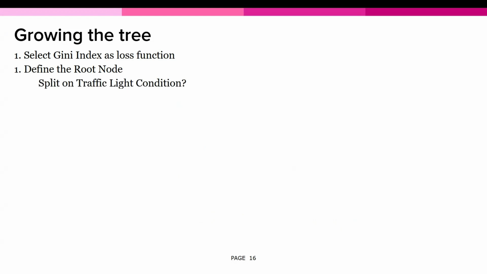Okay, hopefully you've taken a couple minutes now to try to work this out on your own. Now let's go through the solution. The goal is to define that first root node. That's the first step in growing our tree. Let's consider the specific loss function of the Gini index. Let's select that. For that first root node, we have to consider splits on each of the features. So let's start with splitting on the traffic light condition.